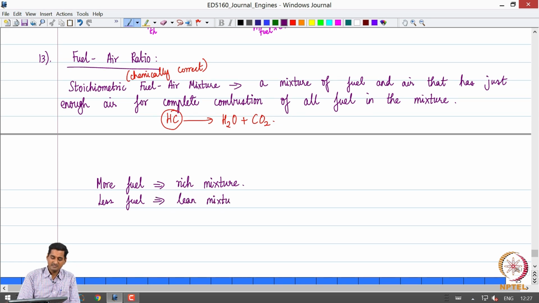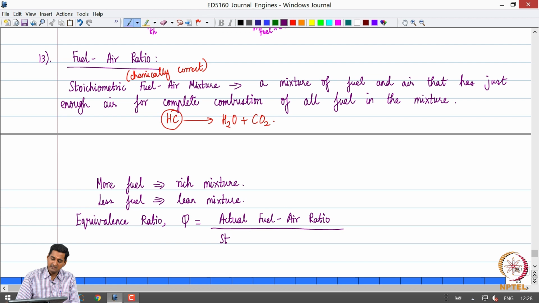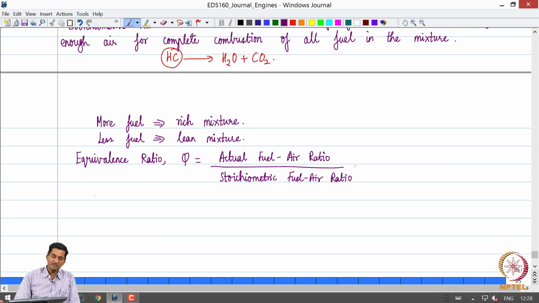Okay. So, these are some terms, and based on these we are going to define some parameters called the equivalence ratio phi, which is the actual fuel to air ratio to the stoichiometric fuel to air ratio. So, that is the definition of equivalence ratio.